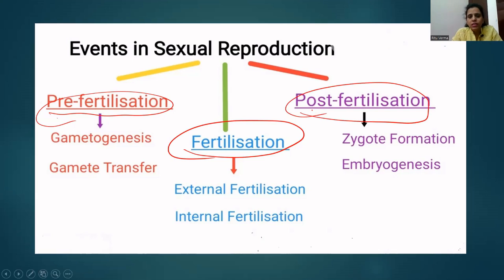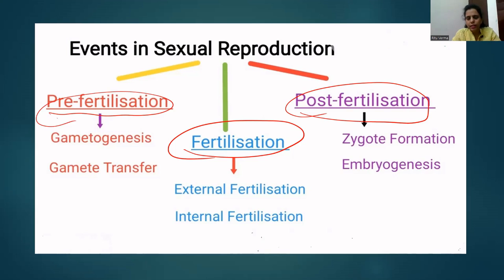In case of pre-fertilization event, as the name suggests, this event occurs before fertilization. All the changes or processes which take place in the body of an organism before fertilization are known as pre-fertilization events. Now just think, for the process of fertilization, what do we require? We require 2 gametes, that is male and female gamete. These male and female gametes should be present together. So the first step is the formation of these male and female gametes, and the second step is gamete transfer.